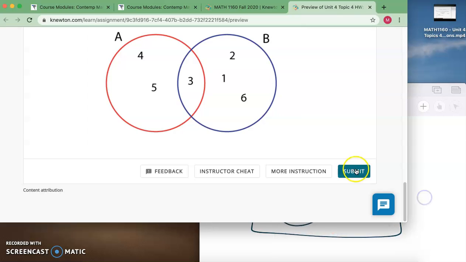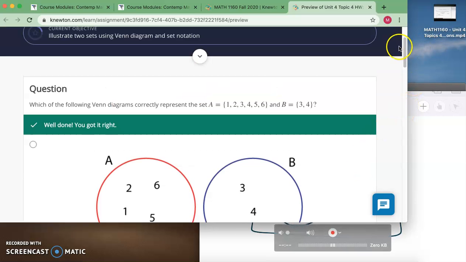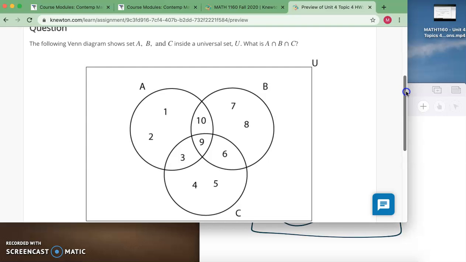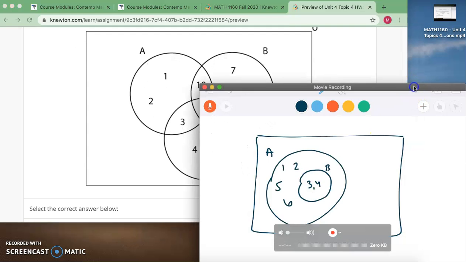So let's go ahead and click submit. Well done. Let's take a look at the next one. All right, here we have: the following Venn diagram shows A, B, and C inside a universal set U. What is A intersect B intersect C? Okay, this is good. Let's take a look.